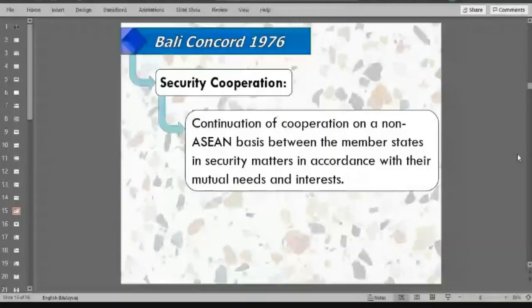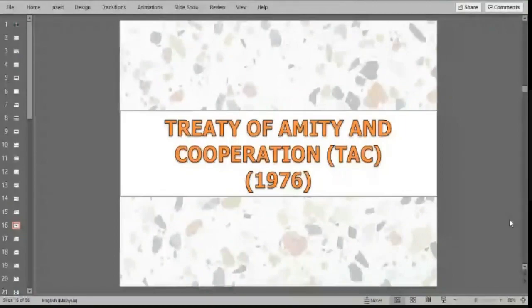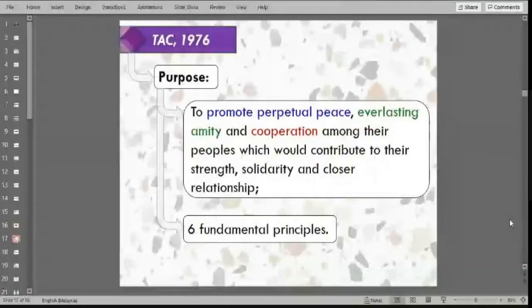Right, so let's continue with the next mechanism for political security cooperation in ASEAN, which is the Treaty of Amity and Cooperation 1976, or the TAC for short. We've already gone through it briefly back in chapter 3, whereby it contains the 6 fundamental principles of ASEAN. So there are a few other things to mention regarding the TAC.